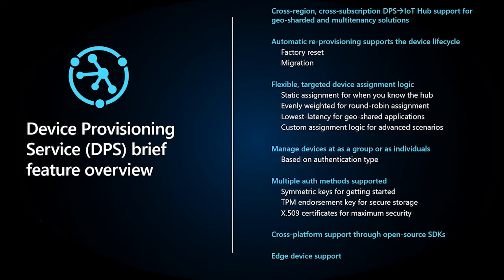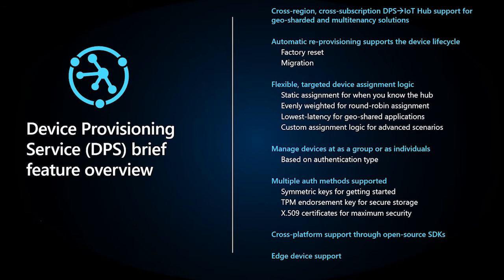Flexible target device assignment logic. This is all about being able to do maybe load balancing of your hub, static assignment when you know the hub, evenly weighted for round robin assignment, maybe the lowest latency. If your device is traveling overseas and you want it to be updated to a different data center or a different IoT hub, you could do that as well. So having the ability to assign the device assignment logic is really useful.